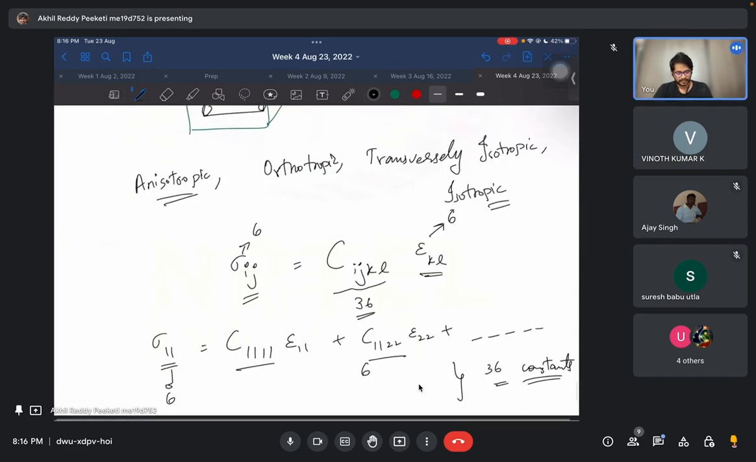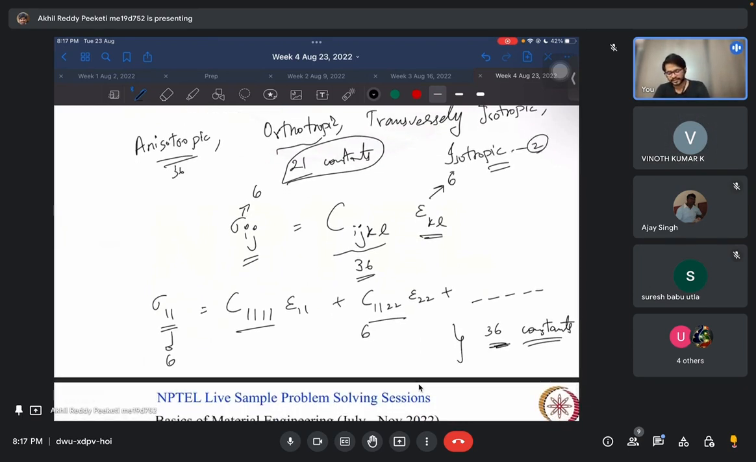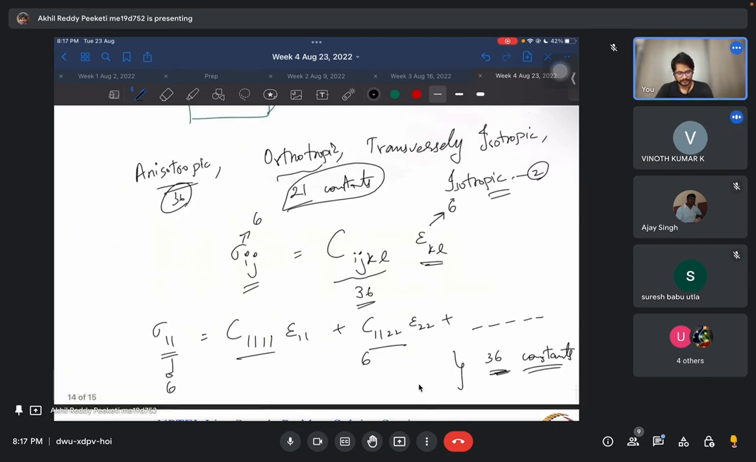In the full anisotropic case, all these 36 would be there. In ortho, the non-diagonal components, some of them, would go to zero and it would have only 21 constants. So isotropic has only 2, and the full anisotropic has all 36.